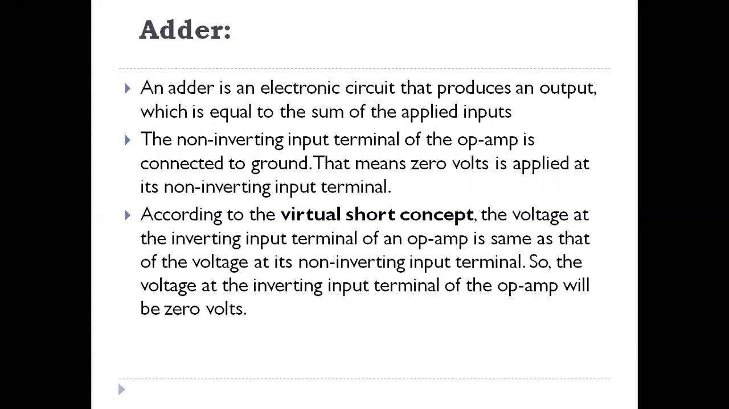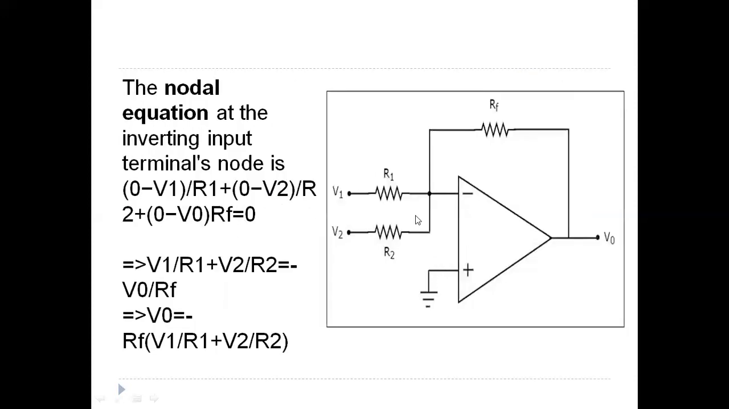Observe the figure. Here we are applying the inputs to the inverting terminal of the op amp. We are applying two inputs V1 and V2 to the inverting terminal, and the non-inverting terminal is grounded. So this type of amplifier is known as an inverting amplifier. Here we are applying two inputs in order to perform the addition, so this circuit is also known as an inverting summing amplifier.